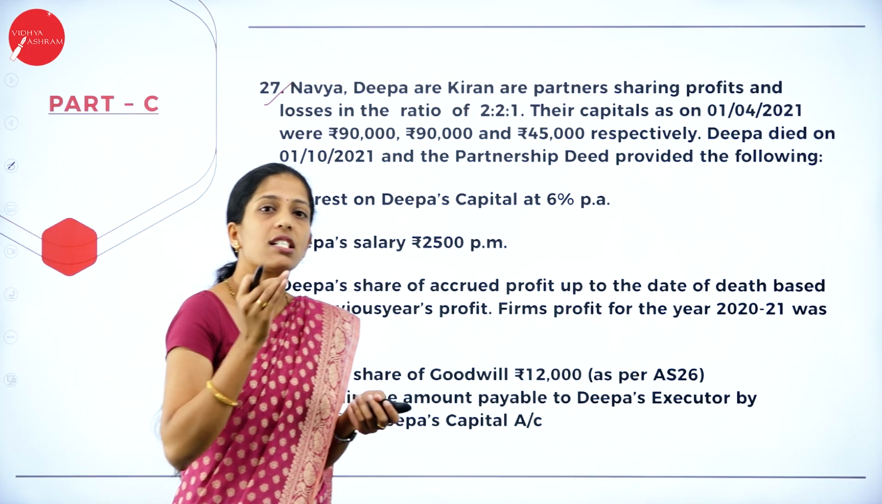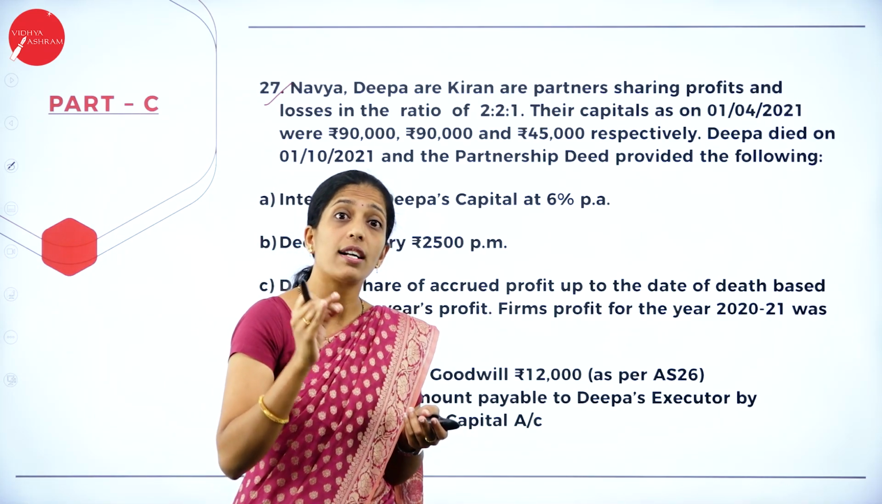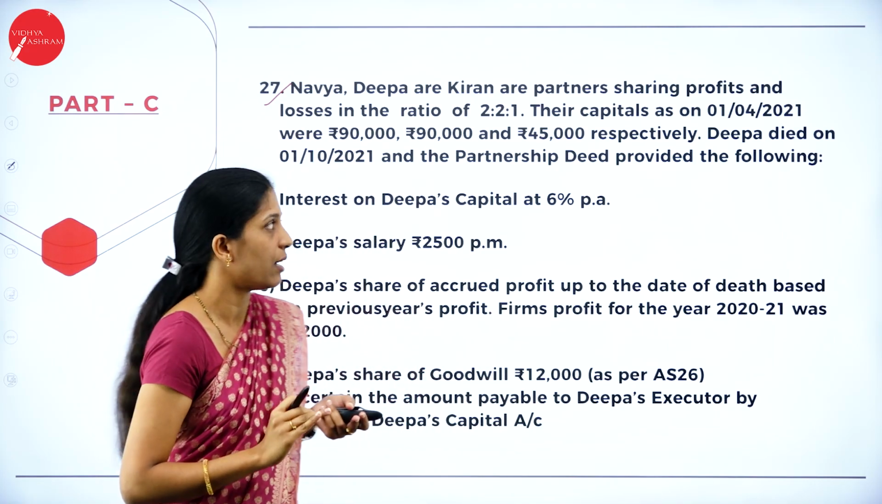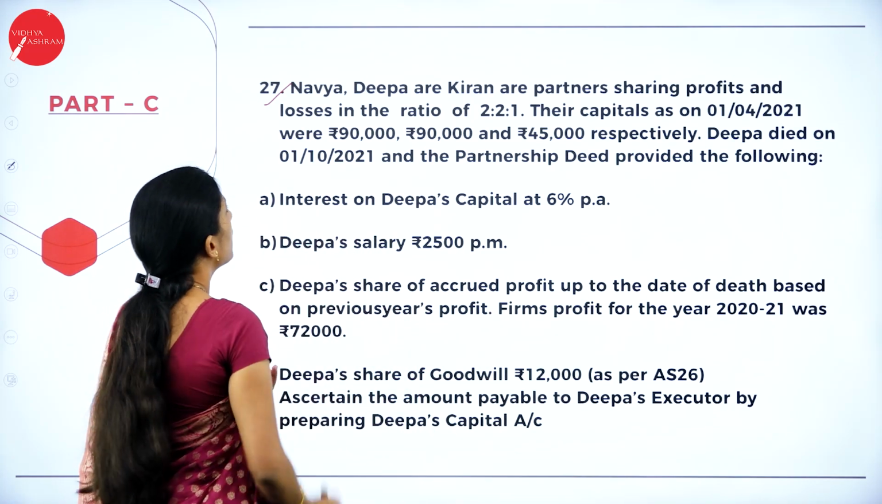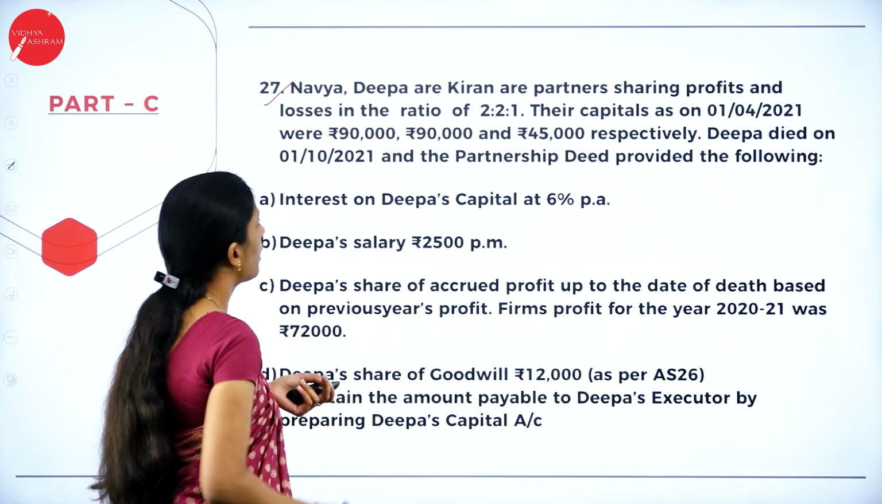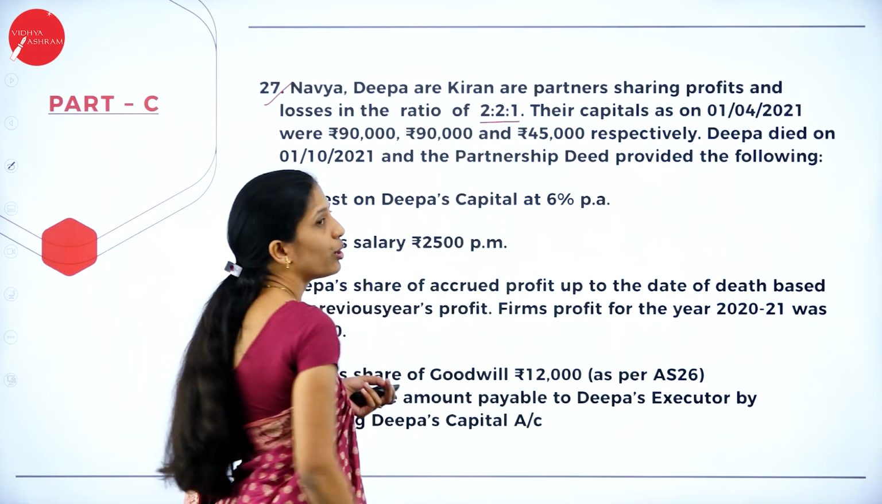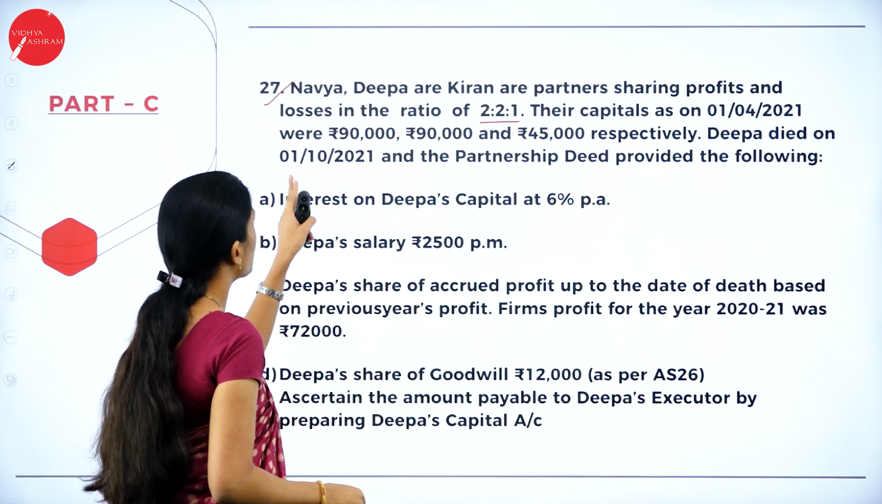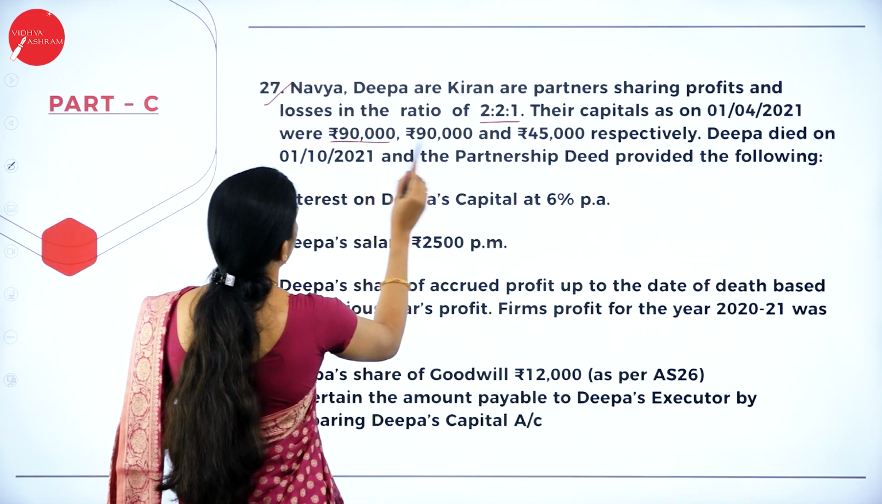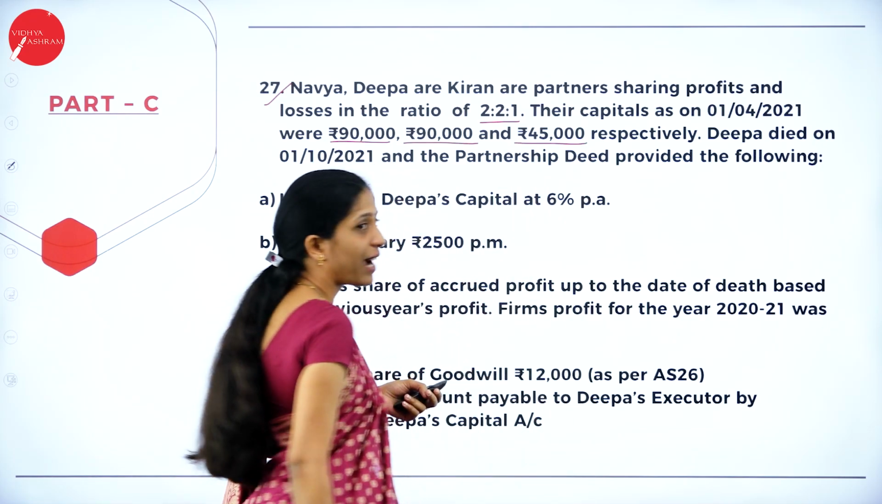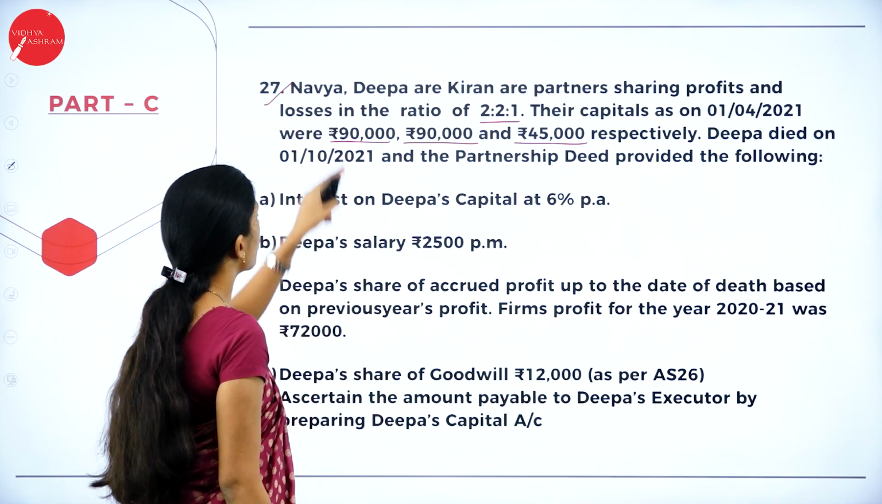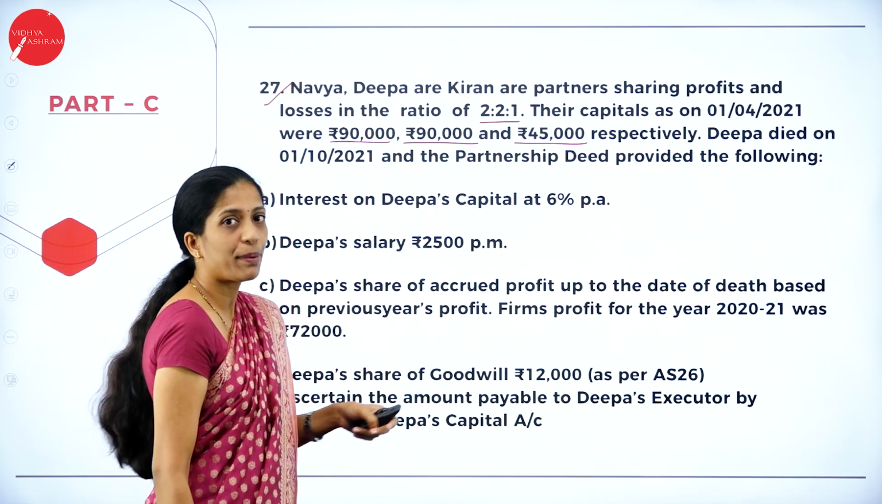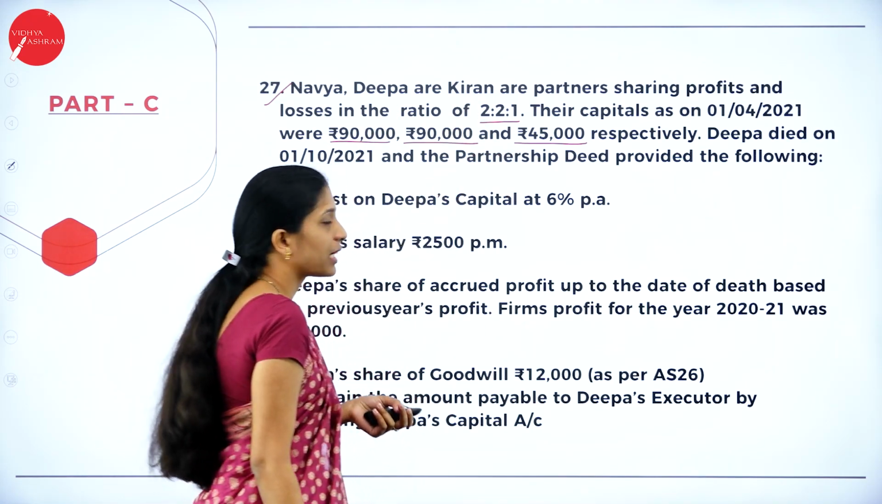Either they will ask deceased partner capital account or deceased partner executor account. Now go through the problem here. Navya, Deepa and Kiran are partners sharing profit and loss in the ratio 2:2:1. Their capital as on 1/4/2021 were 90,000, 90,000 and 45,000. So 90,000 is of Navya, 90,000 is of Deepa and 45,000 is of Kiran.